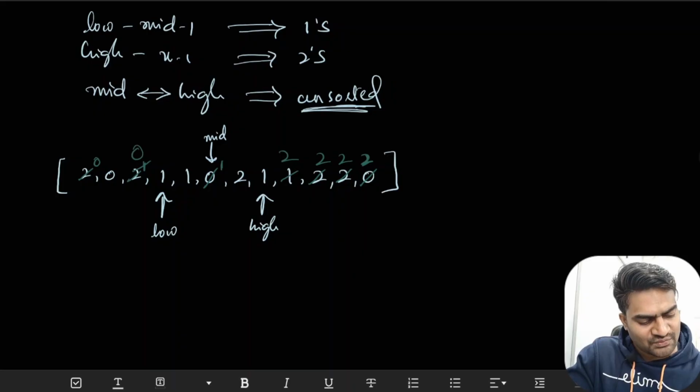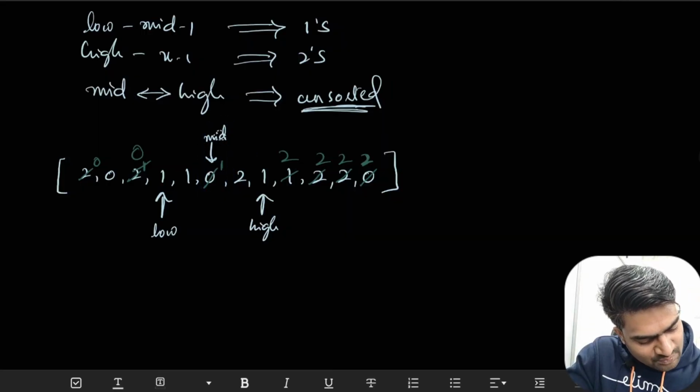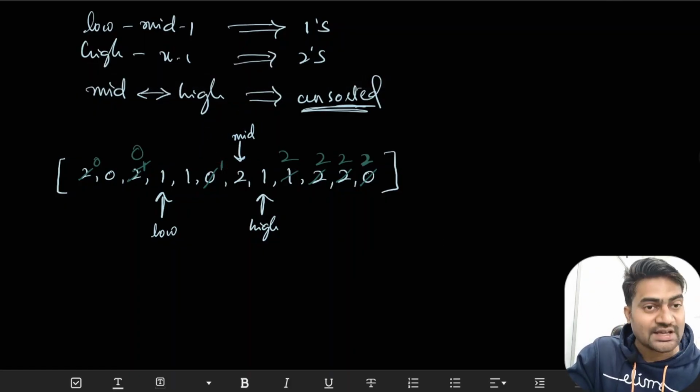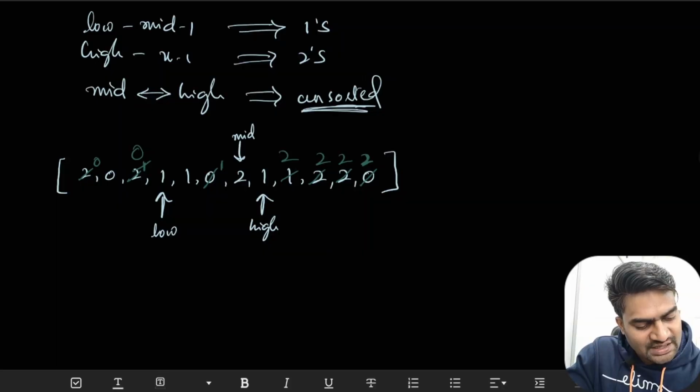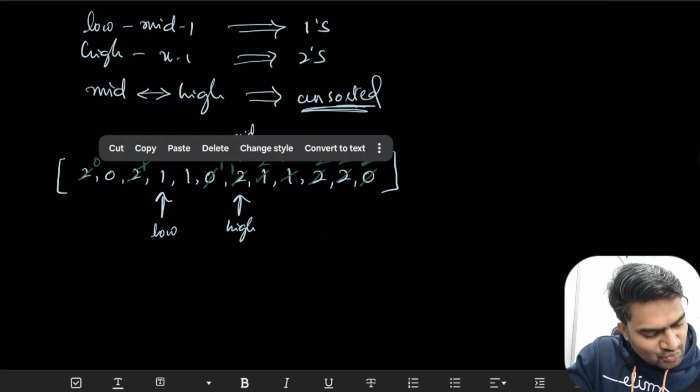Okay, now if you see, our mid is pointing to 1, so it is at its right place. 1 is at its right place, so our mid moves to the next number. Okay, now if you see, we get 2, so if I get 2, I will have to move towards the right, where the high pointer is pointing. So I will do that. So this becomes 1, this becomes 2, correct, right? Now if that is the case, our high pointer moves left.